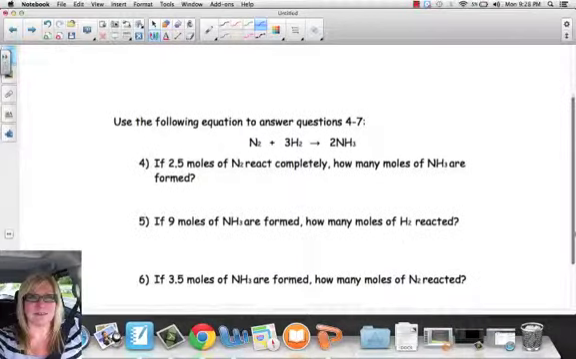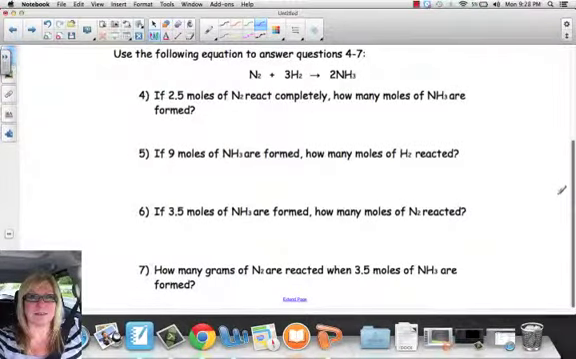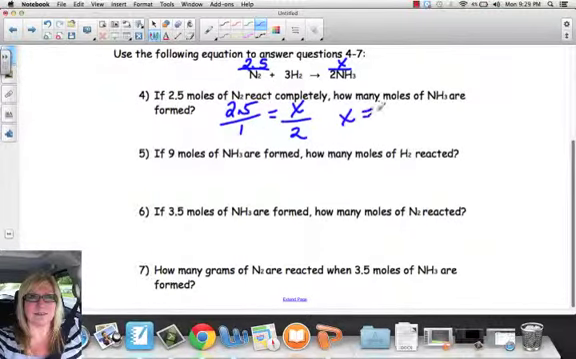Okay, we're going to finish with these right here, and that's it. We already know we have a balanced equation. If 2.5 moles of N2 react, how many moles of NH3 are formed? So I've got 2.5 over 1 equals x over 2. Cross multiply and divide, x equals 5 moles of NH3.